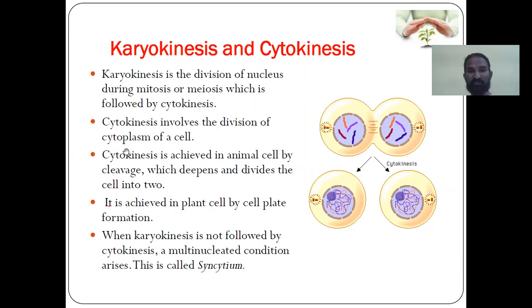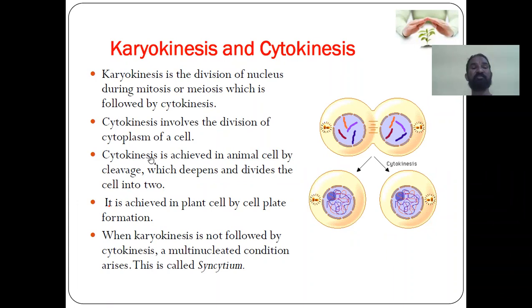Cytokinesis involves the division of the cytoplasm. Cytokinesis is achieved in animal cells by the cleavage furrow, which divides the cell into two. In plant cells, a cell plate is formed, which grows into the cell wall.